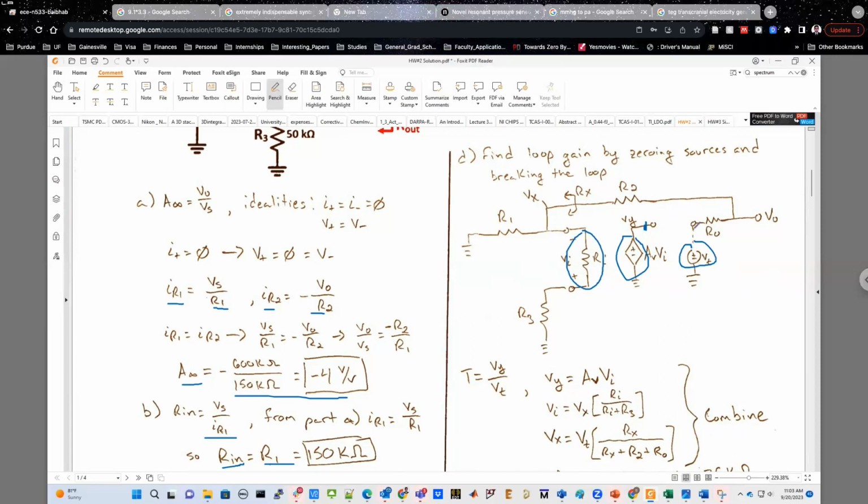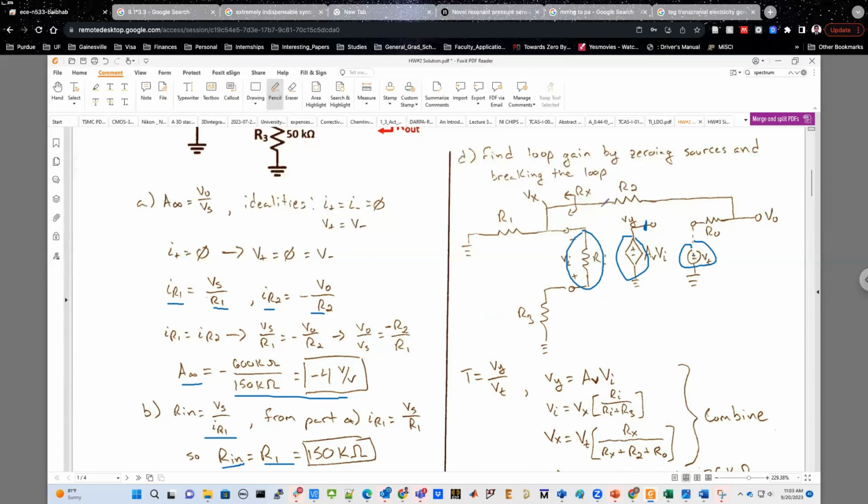Break the loop. Great question. It's easier if you just break the loop at the output of the dependent voltage source. Treat that as your input point and find out the voltage divisions happening across the network, and find out what is the voltage that is available at the input side. I find that's the easiest way to analyze the feedback.